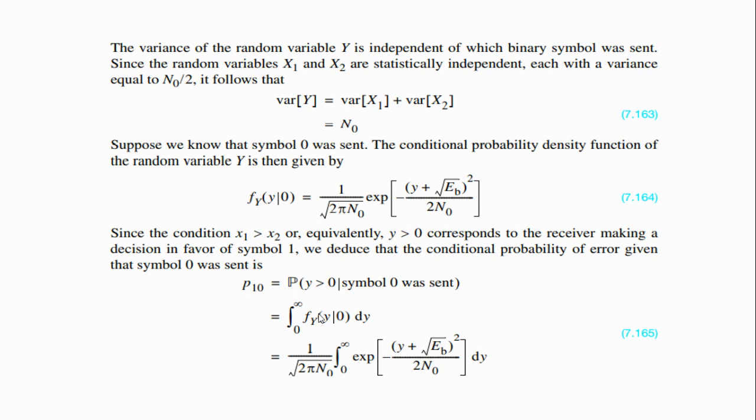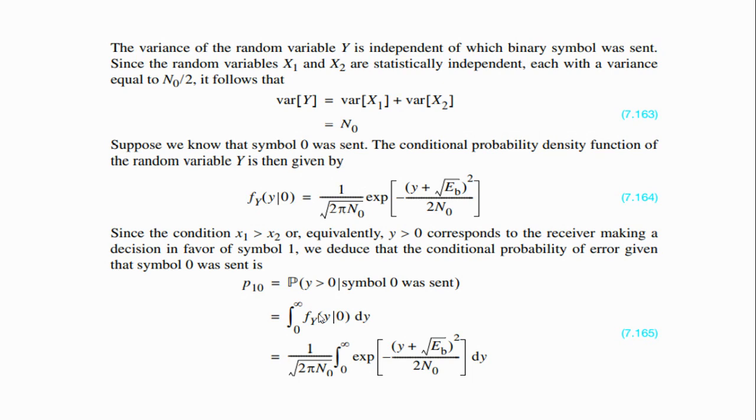The conditional probability density function f(y|0) when 0 is transmitted. The conditional probability density function of random variable y is given by f_Y(y|0) = 1/√(2πN0) exp(−(y + √Eb)² / (2N0)).